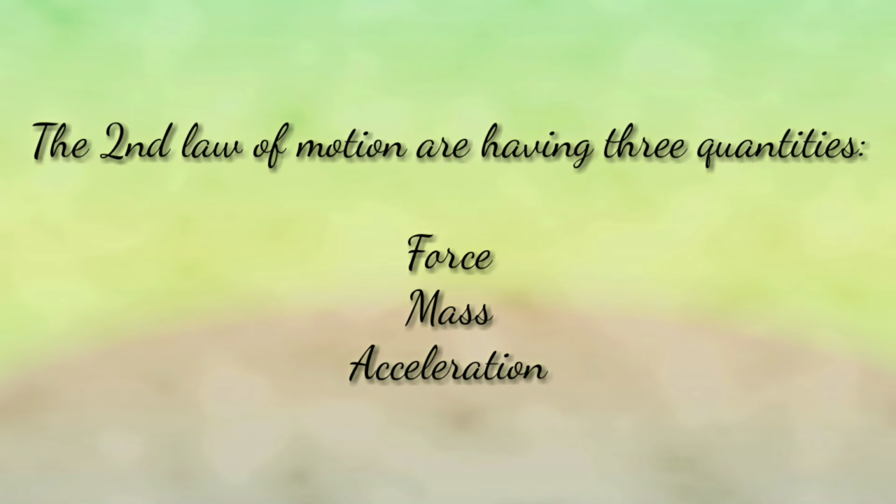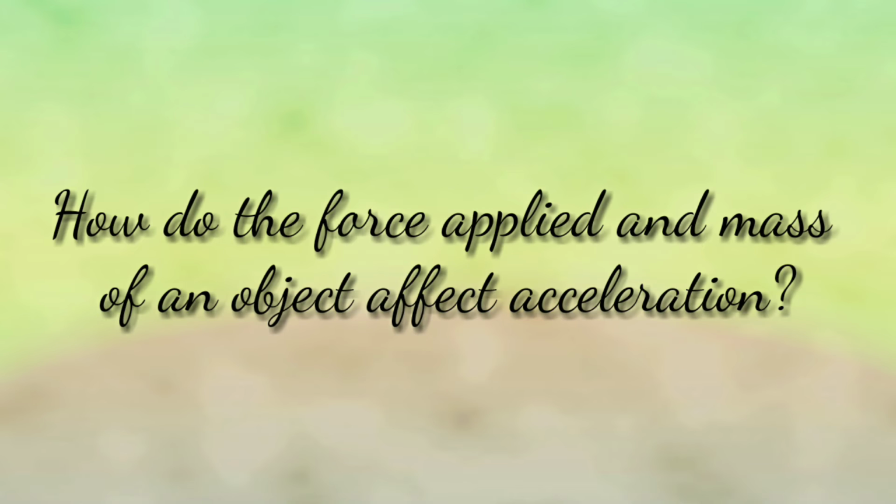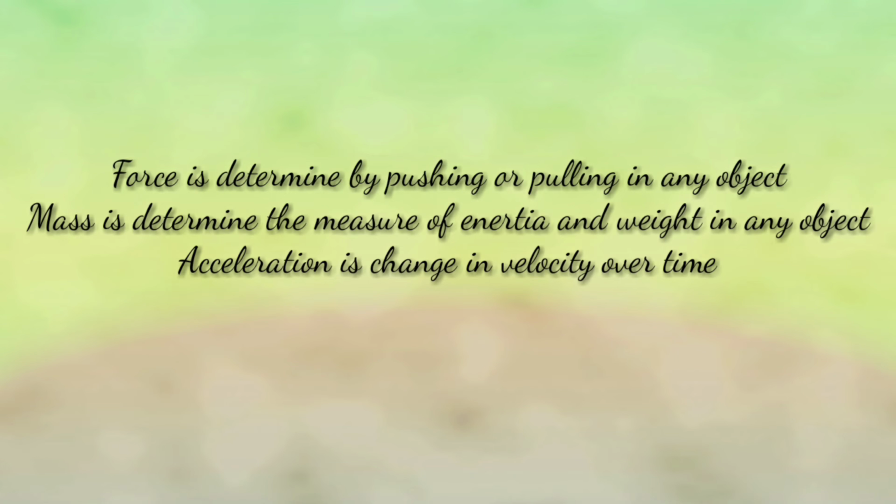The second law of motion has three quantities: force, mass, and acceleration. How do the force applied and the mass of an object affect acceleration? Force is determined by pushing or pulling of any object. Mass is the measure of inertia and weight of any object. Acceleration is the change in velocity over time.